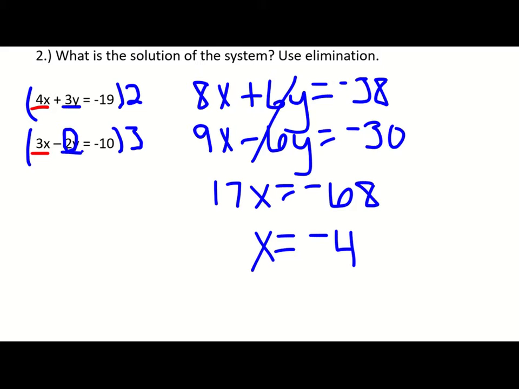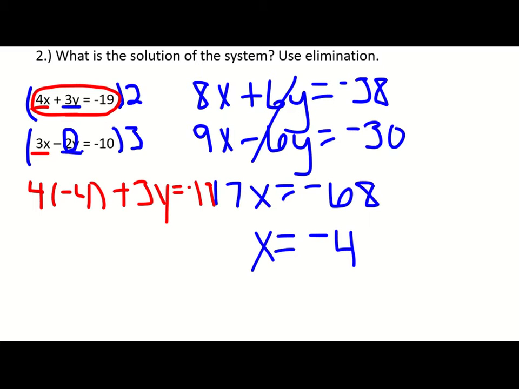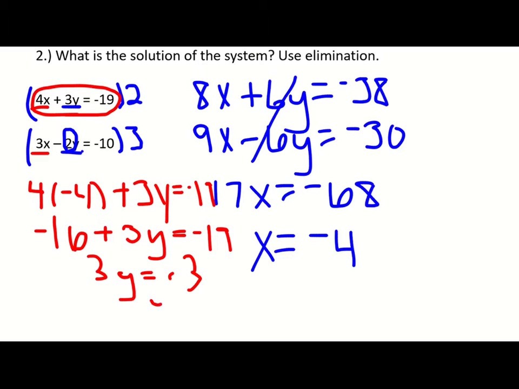Once I have my x value, I need to plug it back into either equation to figure out y. I'm going to plug back into the top. So 4 times x, which was negative 4, plus 3y is negative 19. So this would be negative 16, plus 3y is negative 19. Add 16 to both sides, so 3y is negative 3. And when I divide by 3, y is negative 1.